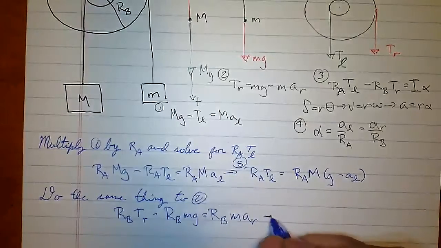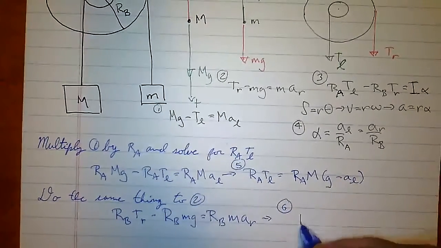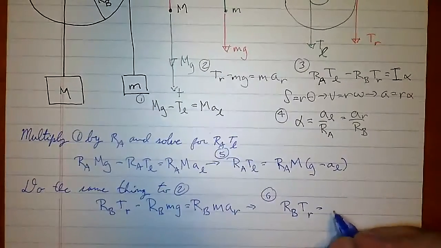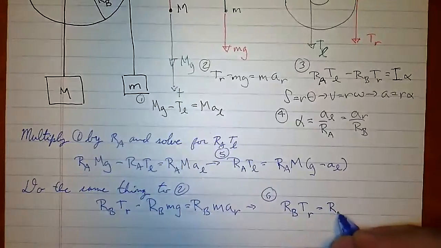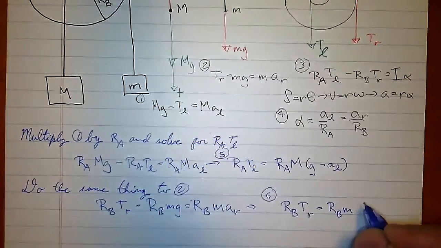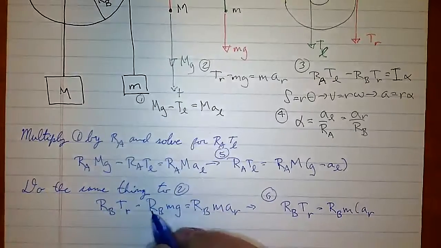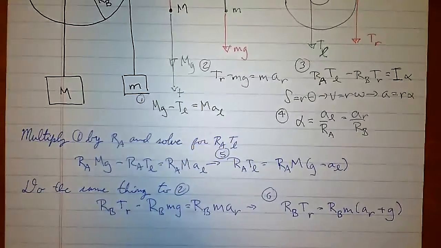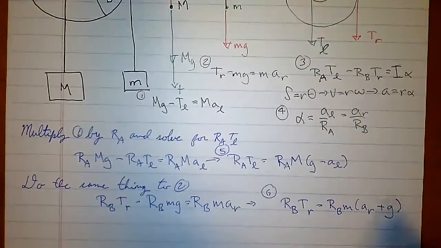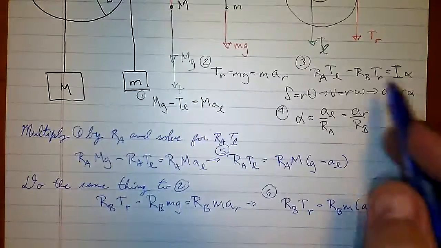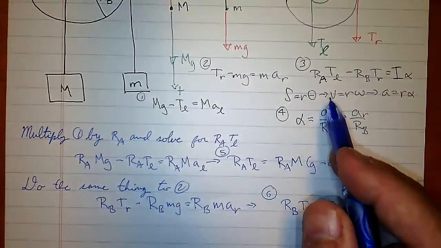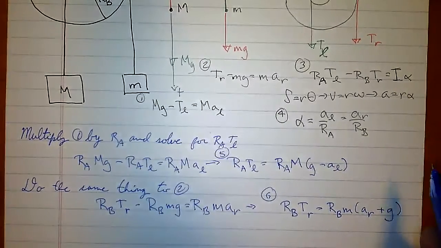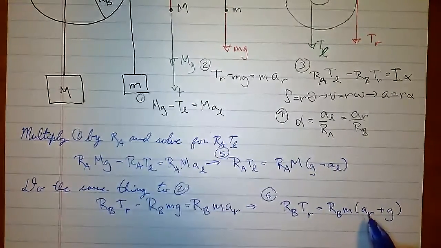So now I can solve for this and get equation 6, which is going to be RB TR is equal to, notice I again have a common factor of RB and M, and in this case, it's going to be A sub R. This is minus, it's going to come over here and be a plus, so it'll be plus G. So that'll be equation 6. Now, if I put this in for RBTR and this in for RATL, then my unknowns will be AL, AR, and alpha. But I can avoid all that by making them all into AL.